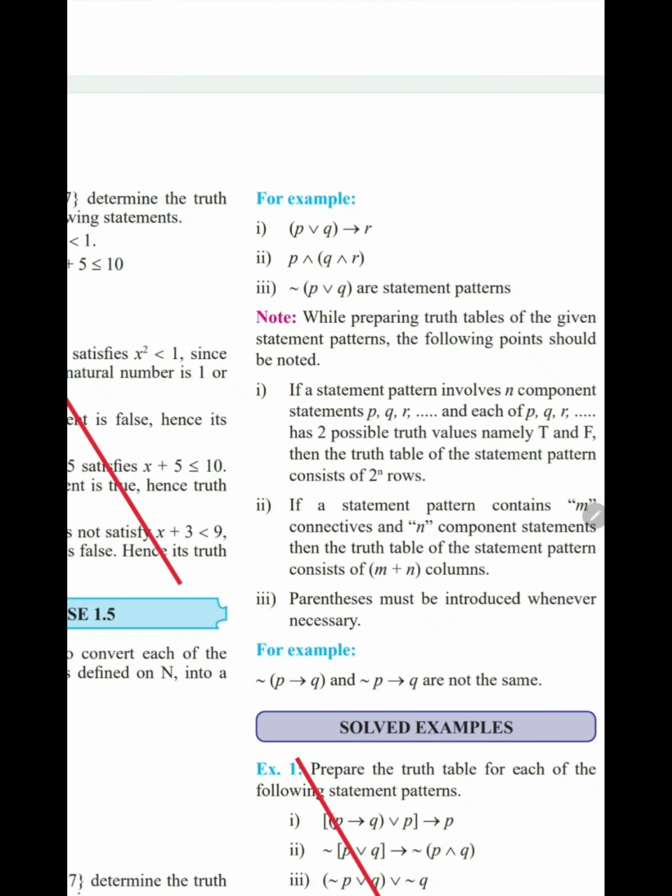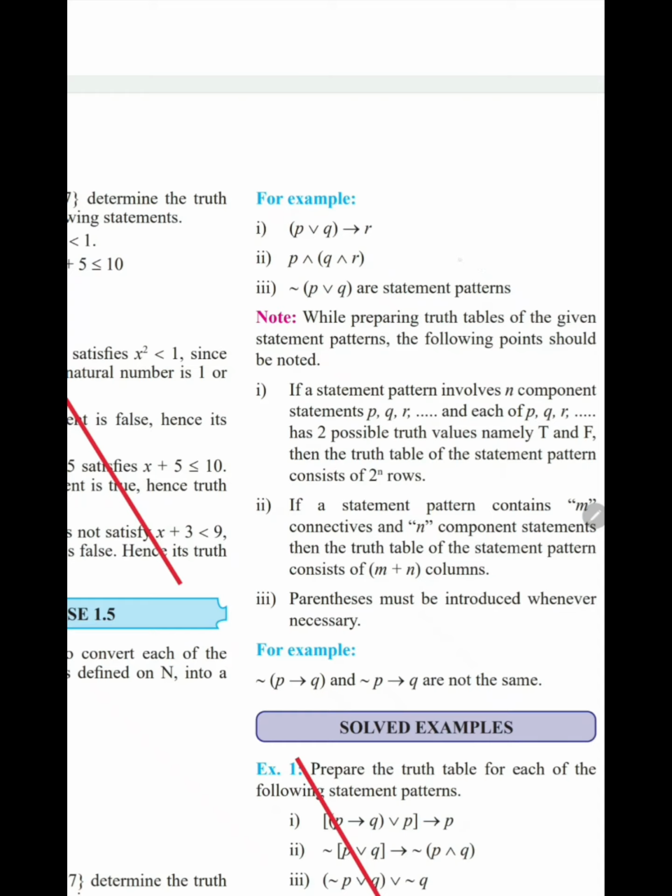See, for example, P implies Q implies R is a statement pattern. Second example, P and Q and R. Same connective but used 2 times. Therefore, it is also a pattern. Next, negation of P, R, Q. These are called statement patterns.